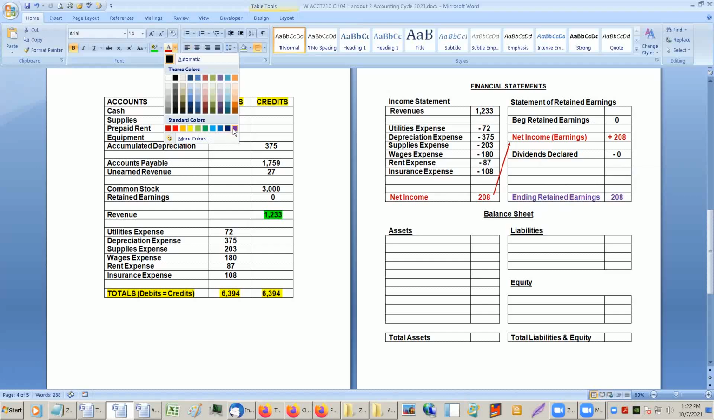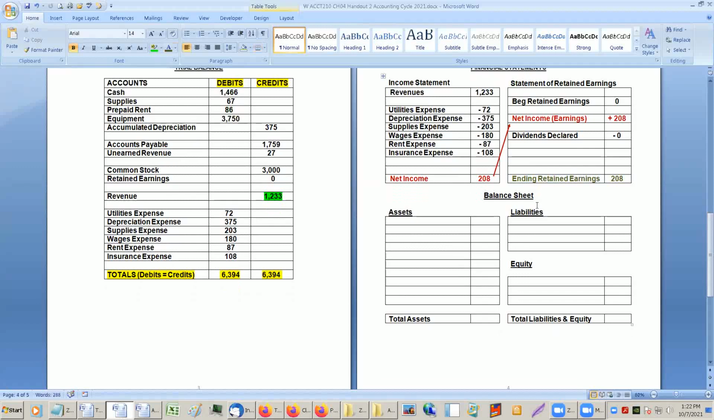Let's make that a little darker. The hardest part about accounting is the color coordination. Okay, so retained earnings is really just retained income, and you really see that here. How much of the income have they retained? All of it. And they haven't paid out any dividends, so they still have all of it in there.